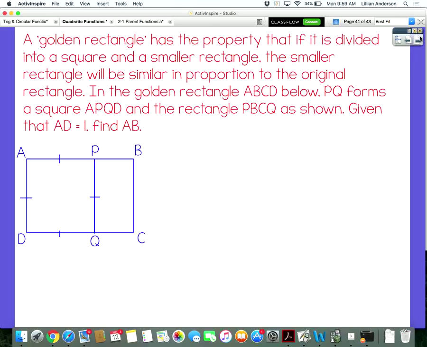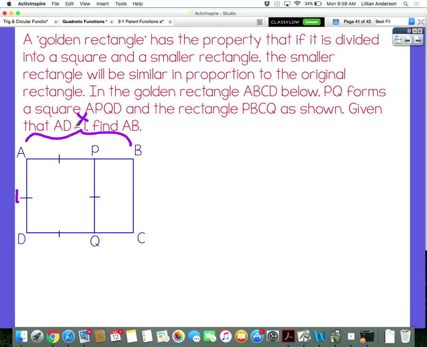this question, okay? In the golden rectangle ABCD, PQ divides it into a square and a rectangle as shown. Given that AD is 1, you have to find AB. That's what you don't know, is AB. Now, in order to solve this, you clearly need an equation that we don't have, but we can create it. What piece of information in this problem tells us how to create this equation?